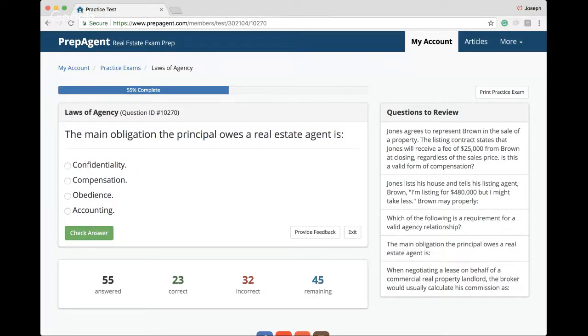The main obligation the principal owes a real estate agent is A, confidentiality, B, compensation, C, obedience, and D, accounting.